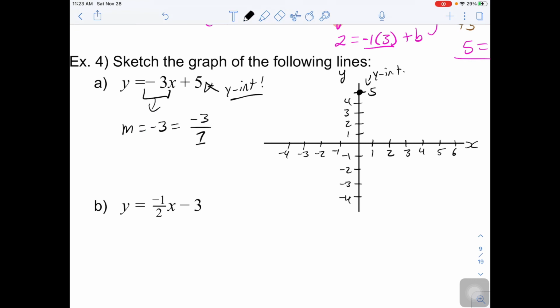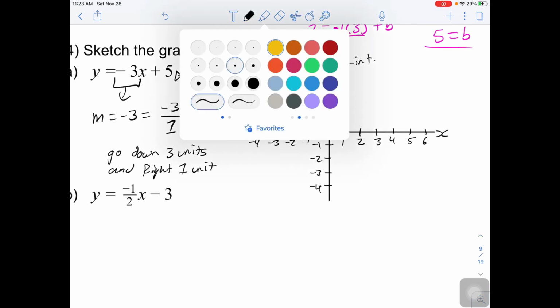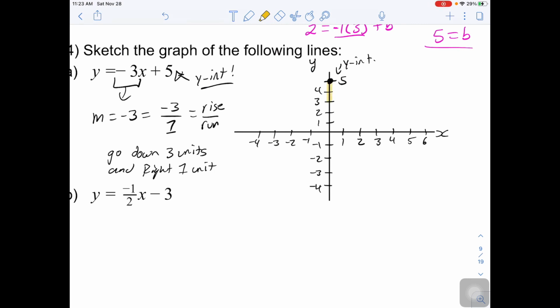And now we have some instructions. Remember, this is our rise over our run. So this is saying go down 3 units and right 1 unit. Here I'll start at 5 and I'm going to go down 3 units. That will be 1, 2, 3. So I've gone down 3 units. And how many units am I going right? Well, I'm just going 1. So there is one of my plotted points on this graph.